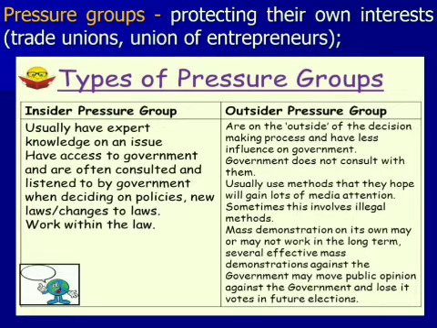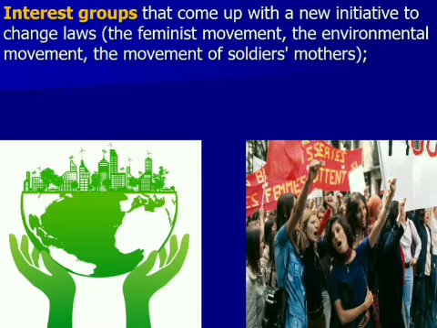The first one is pressure groups. They protect their own interests, like trade unions, unions of entrepreneurs, and so on. They are divided into two, insiders and outsiders, and usually they have expert knowledge on the issues. When we speak about interest groups, they come up with a new initiative to change the laws, like the feminist movement, the environmental movement, and so on.